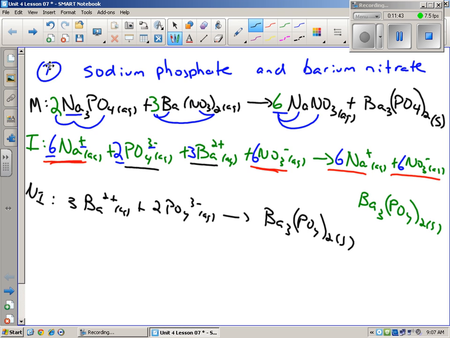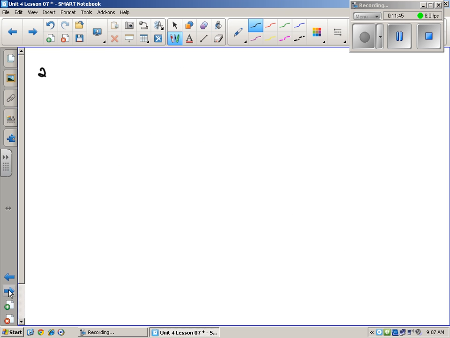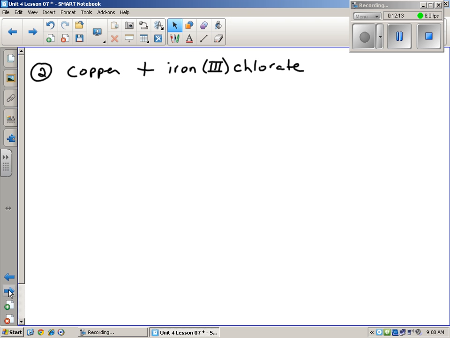Okay. Let's look at single replacement here. Let's give you a little copper, and let's say iron 3 chlorate. Okay. Once again, I'll give you a little time to get that done there. And when you're done that, we'll go over that one there.